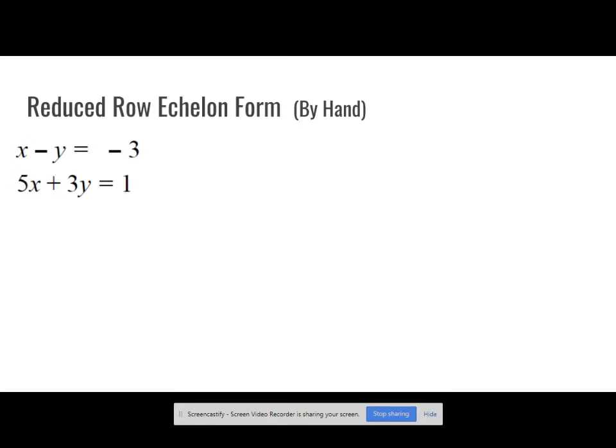So this is what a matrix does. The way you write this in a matrix is you ignore the variables x and y, and you just write the coefficients. So the 1 for the x, the -1 for the y, the -3 here for the solution, the 5 for the x, the 3 for the y, and the 1 for the solution. Now a matrix, here's our coefficients. 1x, -1y equals -3. 5x, 3y equals 1.